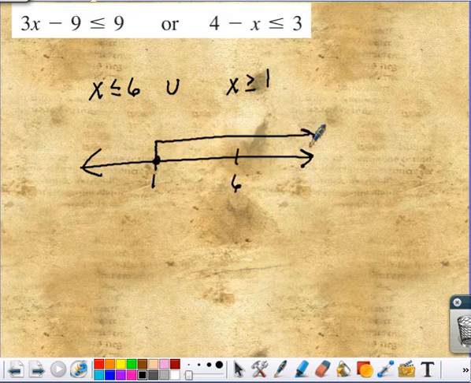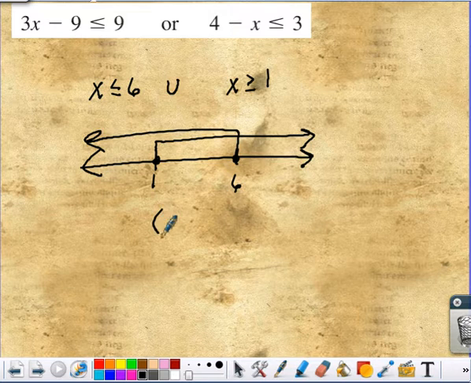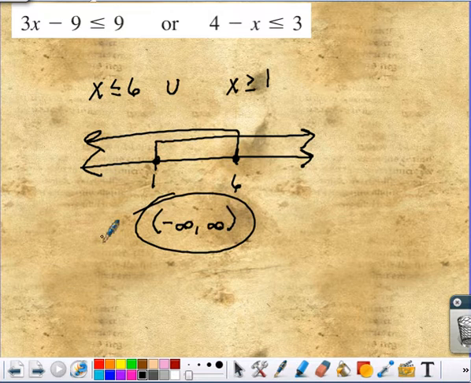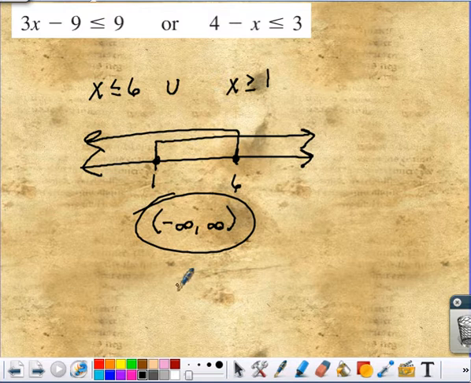Here's all the numbers bigger than 1. Here's all the numbers smaller than 6. Put all those numbers together. As a solution set, you'll get all values from negative infinity to positive infinity. It's a union problem. Had that been an intersection problem, it'd just been the middle, from 1 to 6. But since all numbers here plus all numbers here, that would be an infinite solution problem. You could also put all real numbers there.